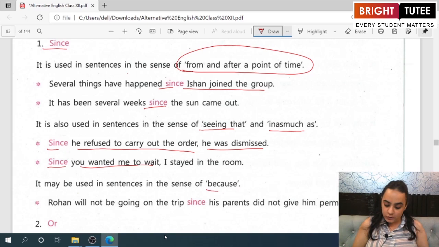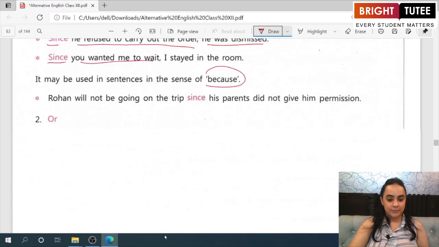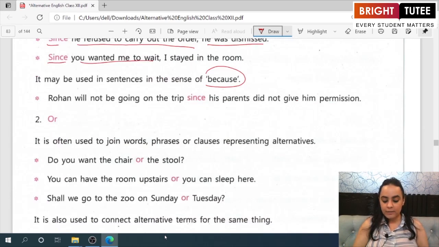It can also be used in sentences in place of because. For example, Rohan will not be going on the trip since his parents did not give him the permission. So because his parents did not give him the permission. So these are the usages of the conjunction since.